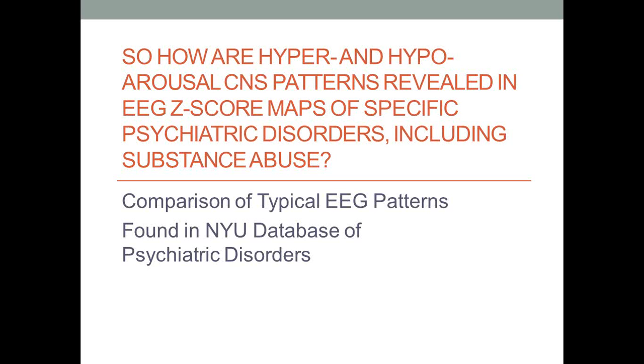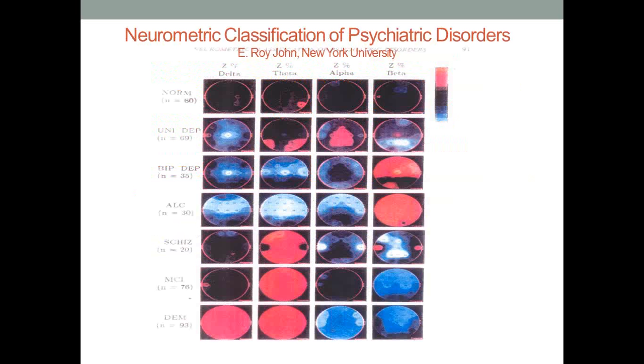Including substance abuse, basically through comparison of typical EEG patterns found in the New York Database of Psychiatric Disorders. This is Roy John from the NX-Link database and the work he did to create that. And this was a slide that he had put out.